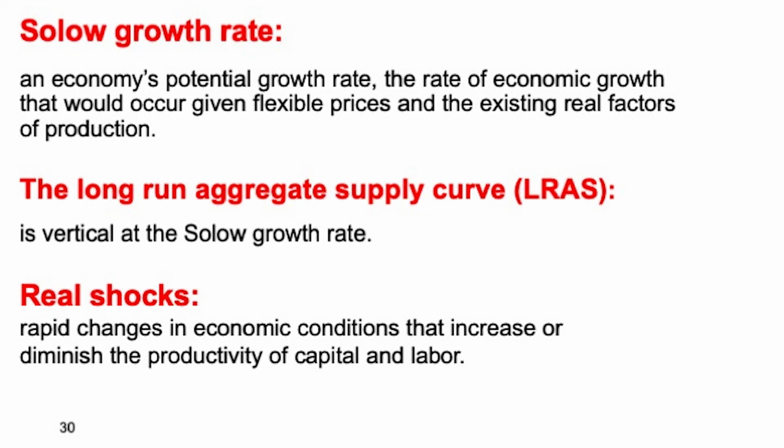So what do we have? We've talked about the Solow growth rate. That is an economy's potential growth rate: the rate of economic growth that would occur given flexible prices and the existing real factors of production. Then we have the long-run aggregate supply curve, which is vertical, straight up and down, perfectly inelastic at the Solow growth rate. We have real shocks, which are rapid changes in economic conditions that will increase or diminish the productivity of capital and labor.